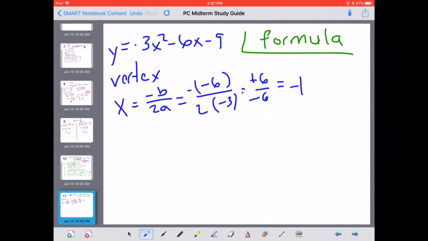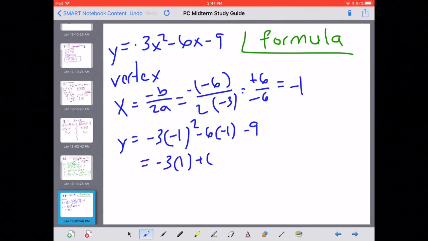There is a formula for the y part, but I just find it easiest to plug it back into our original equation. So negative 3 times negative 1 squared minus 6 times negative 1 minus 9. So here we get negative 3 times 1 plus 6 minus 9. And if we do that real quick, we'll get negative 6. So again, just like we got with our other method, we get our vertex as negative 1, negative 6.